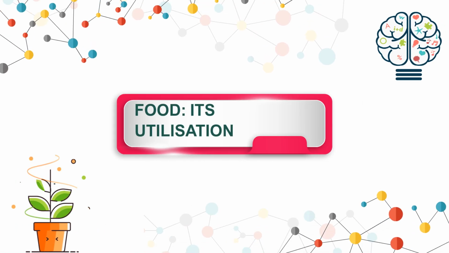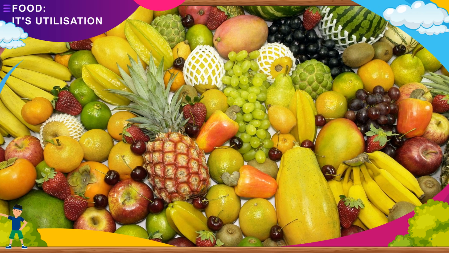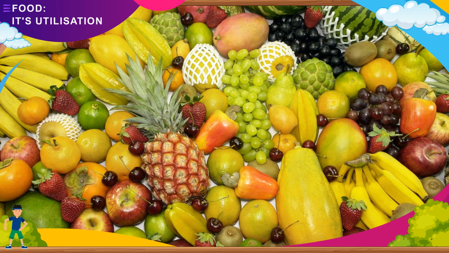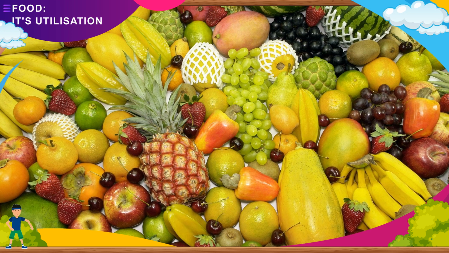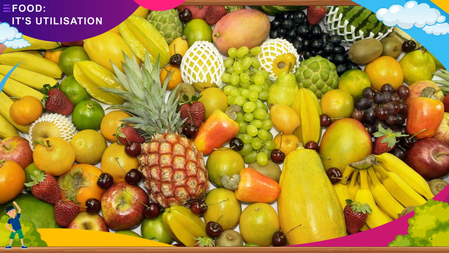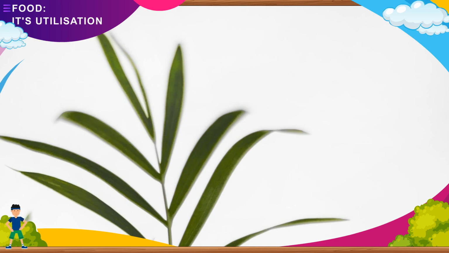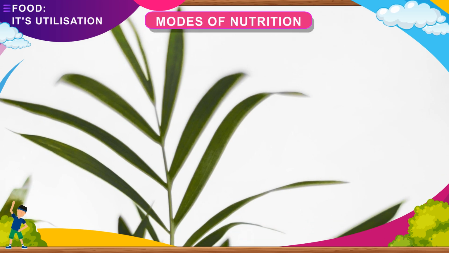Food, its utilization. All autotrophic organisms are said to have holophytic mode of nutrition, while all heterotrophic animals have holozoic mode of nutrition. Modes of nutrition.